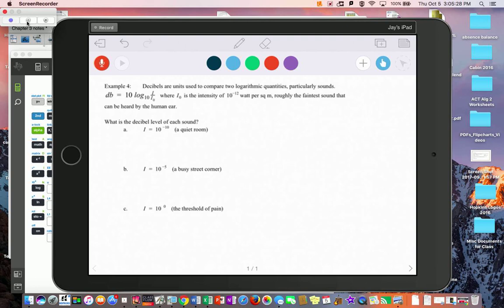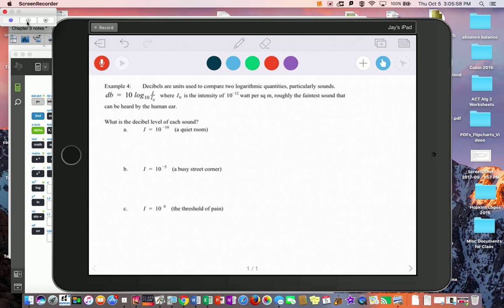So decibels are units used to compare two logarithmic quantities, particularly sounds. Decibels are given by 10 times the log base 10 of I over I sub 0, where I sub 0 is the intensity of 10 to the negative 12 watts per square meter, roughly the faintest sound that can be heard by the human ear. So I sub 0 is the faintest sound that we can hear. So what is the decibel level of each sound?